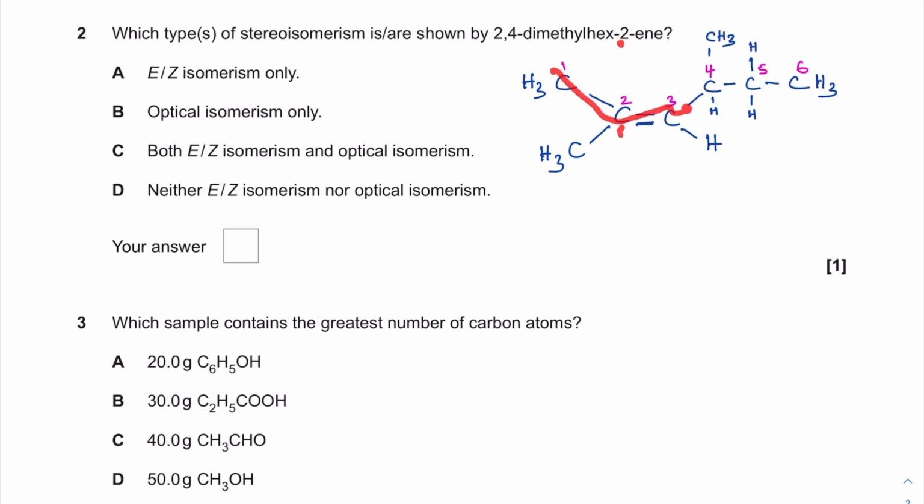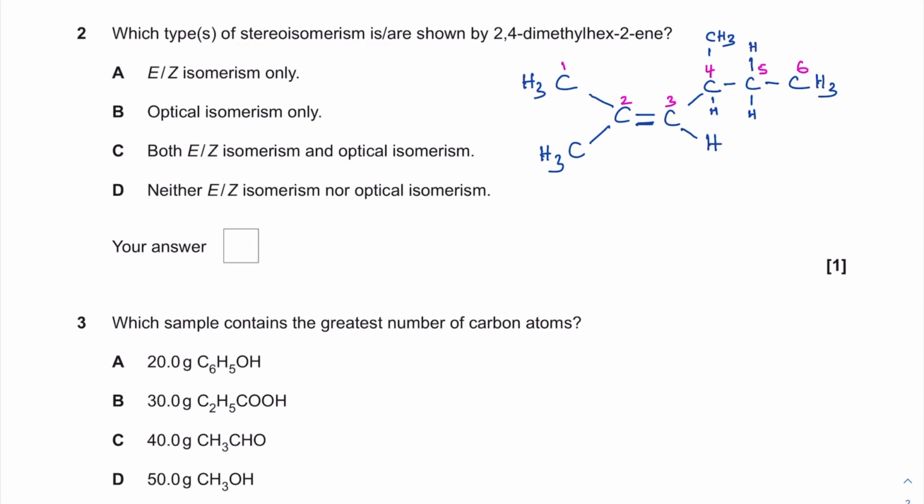So these are the hex-2-ene carbon chain, and on the second carbon we have a methyl group, so that's a methyl group here, and on the fourth carbon we have another methyl group. And the question is asking, does this show stereoisomerism, or which type of stereoisomerism?